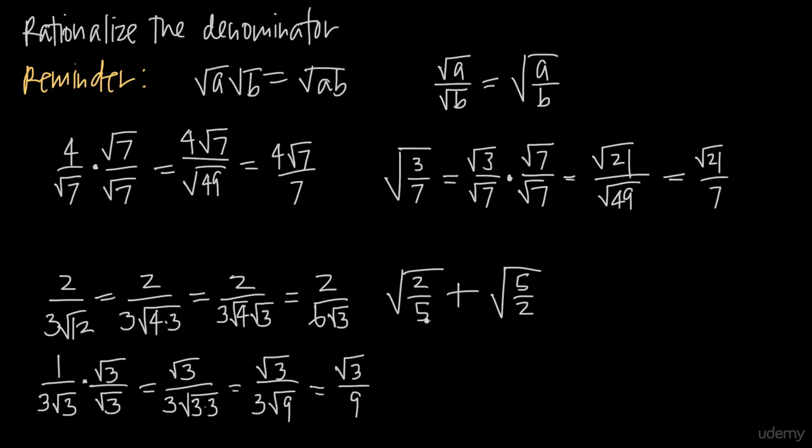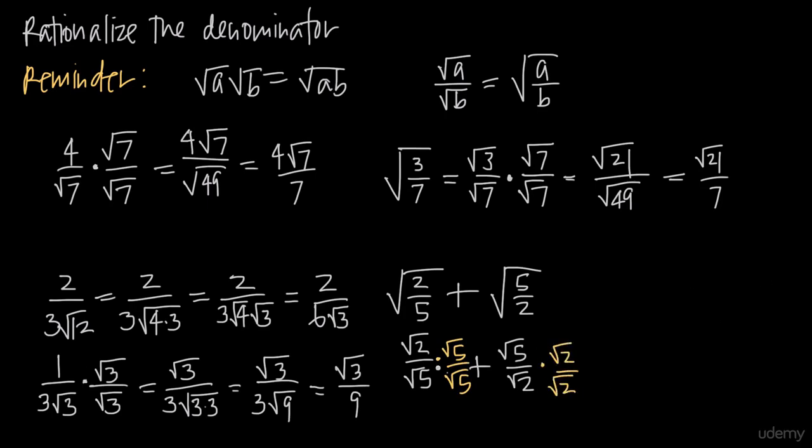Last example here, we have the square root of 2/5 plus the square root of 5/2. We're going to change this into the square root of 2 over the square root of 5 plus the square root of 5 over the square root of 2, applying the quotient theorem. Then we're going to multiply by the square roots in the denominator. So we're going to multiply this by root 5 over root 5. We're going to multiply this one by root 2 over root 2.